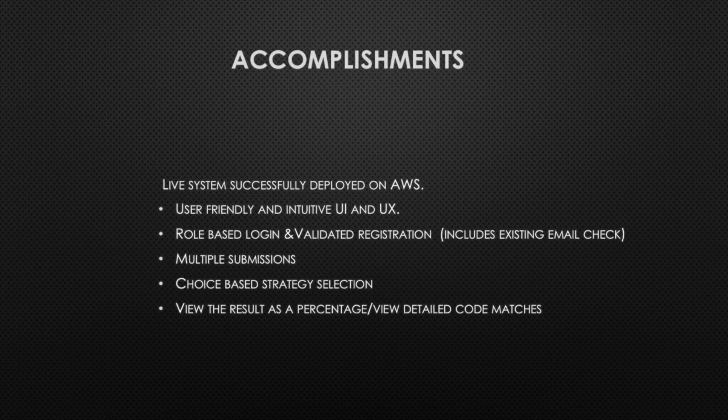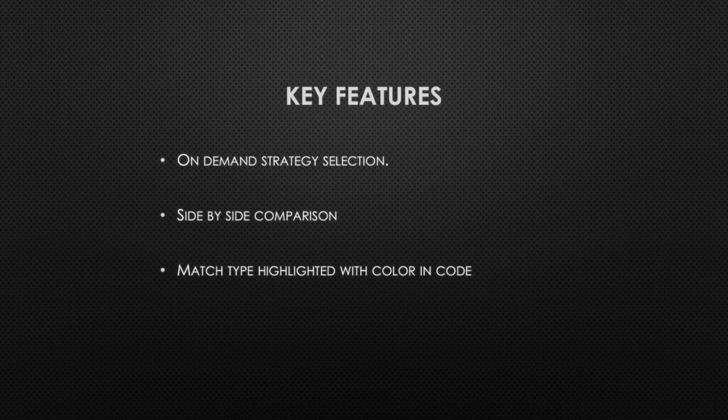And we also check whether the email exists or not during the registration. And besides, our system supports multiple submissions, and the user can choose. We have three different detecting strategies. A user can choose which strategies he or she wants to use for detecting. Finally, the user can view the results as the overall percentage and view the detailed code matches. And now let's move to the next slide.